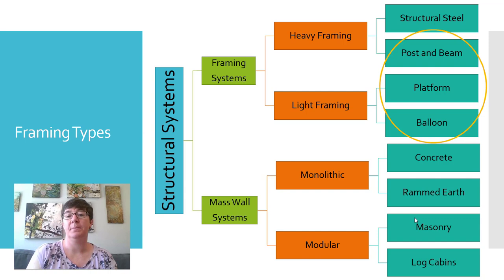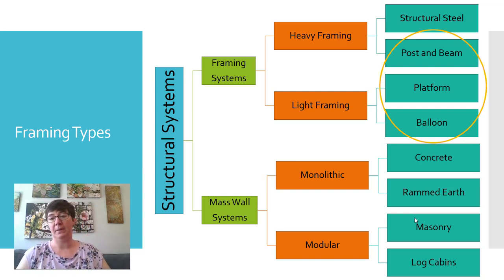The mass wall systems can be categorized as monolithic or modular. So monolithic is all one piece. And a good example of that is concrete. Once you pour your concrete, it is all one piece. There's no divisions between individual pieces of concrete. It is monolithic. Modular mass wall systems are individual smaller units put together. And so an example of that is masonry. A brick wall would be a modular mass wall system. And we're going to be talking more next week about concrete and masonry systems.